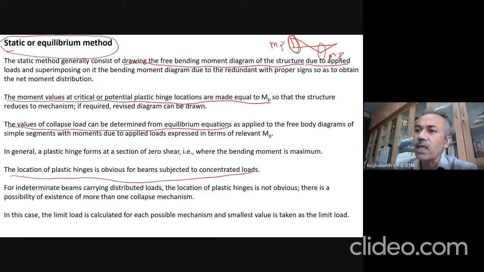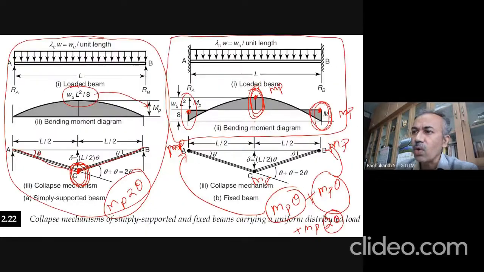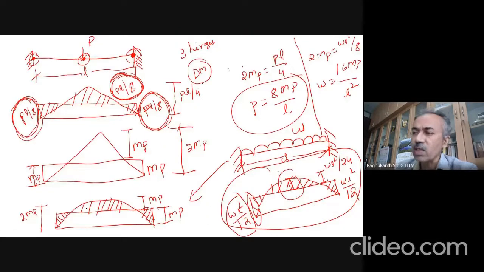Mechanisms also we have seen. And I already showed you how to do the analysis for the fixed beam by the static method as well as by the kinematic method. If you want to use the static method, first you have to draw the bending moment diagram, but no need to worry about those values. Now you know where the hinges are going to get formed, and how many hinges are required for collapse. At all those points, you equate them to MP, rework the equilibrium, and find out the collapse load.